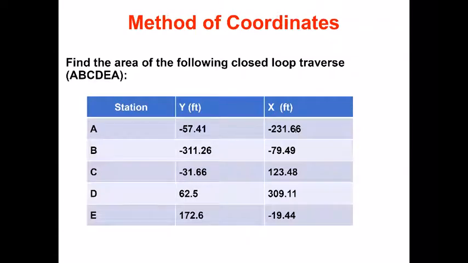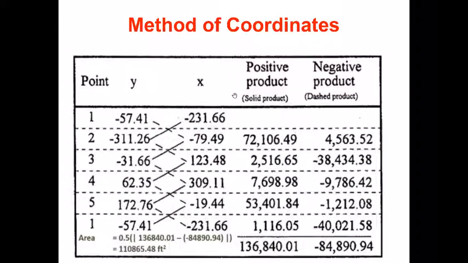So we would have A, B, C, D, E, and then A, and then we'll copy these coordinates in the next columns, and then we take the positive product like we discussed. So these values 231.66 negative with a 311.26 with the negative, so you get positive 72106. And similarly, if you see this one over here, that would be negative 311.26 multiplied by 123.48, so you get a negative value over here.